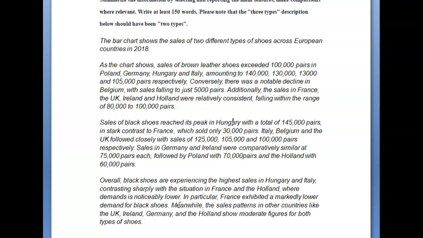Or maybe you could have said something else like, while sales varied for both colors in all countries, Poland had the highest sales of brown, and Hungary had the highest sales of black. All right, and that's also okay. So that's what an overview should look like. I'm always a big fan of the overview coming directly after the introduction. Does it change your score? No, not really, but it does make it flow a lot more.